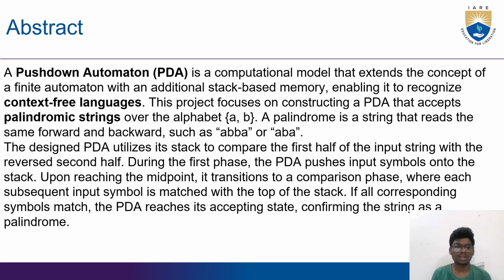The designed PDA utilizes its stack to compare the first half of the input string with the reversed second half. During the first phase, the PDA pushes input symbols onto the stack. Upon reaching the midpoint, it transitions to a comparison phase where each subsequent input symbol is matched with the top of the stack. If all corresponding symbols match, the PDA reaches its accepting state, confirming the string as a palindrome.